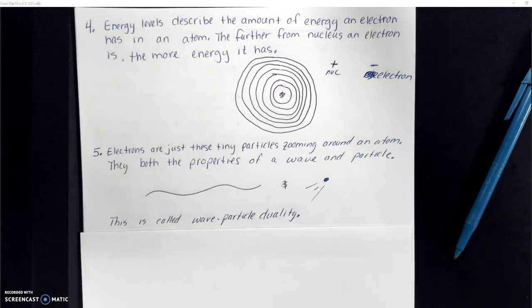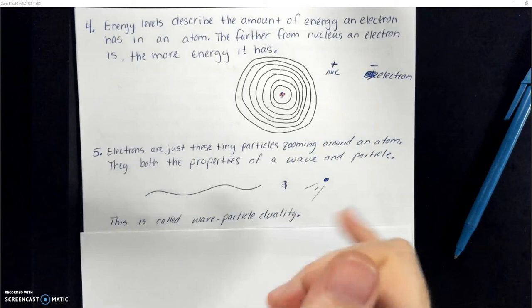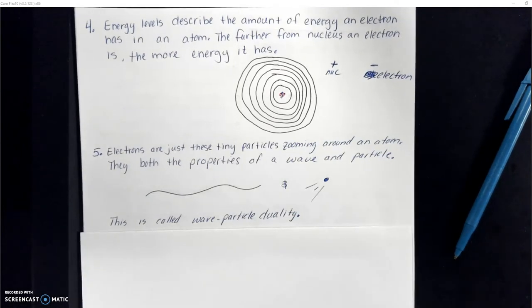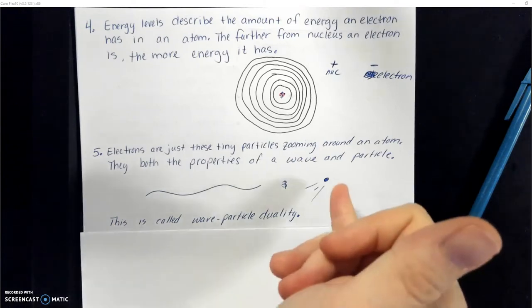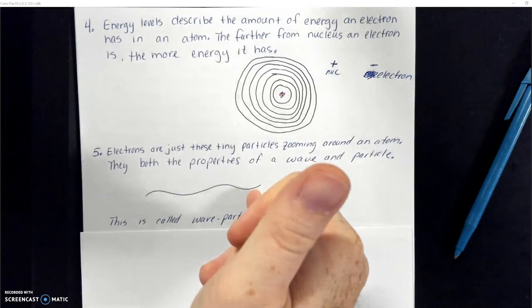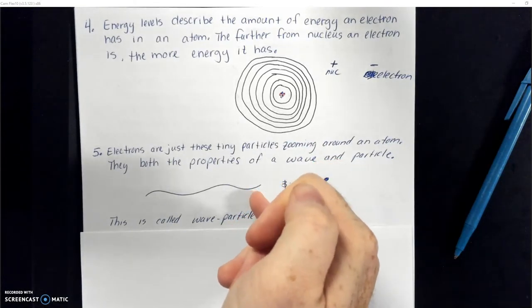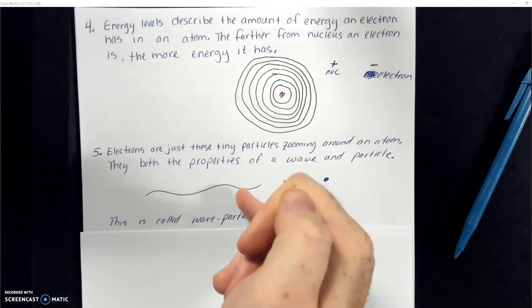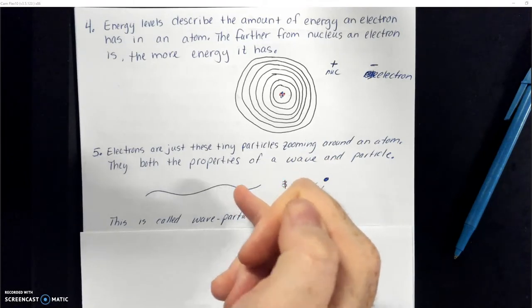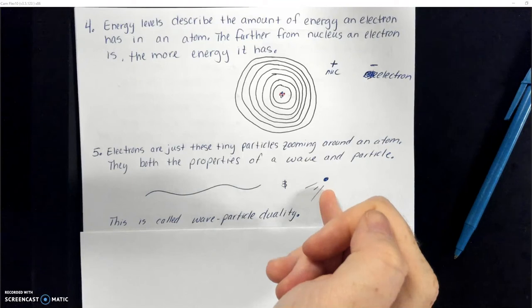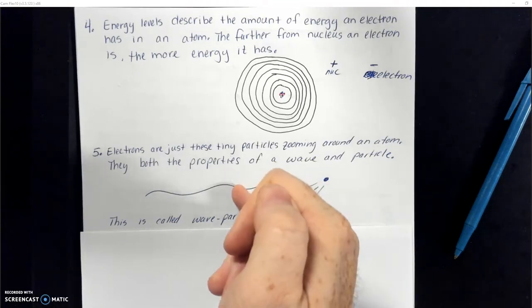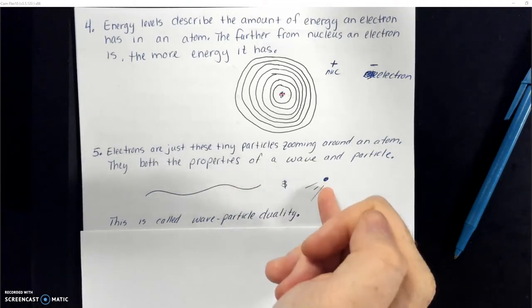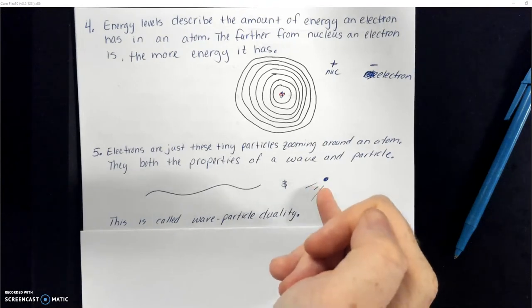We think of electrons as these tiny little particles that are just zooming around the atom, and that simply isn't the case. The electron has the properties of both a particle and a wave. Now, for those of you that have already taken physics, you know what waves are. How can something have the properties of both a wave and a particle at the same time? Because waves move differently through space than particles do.